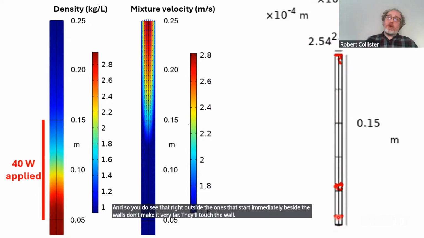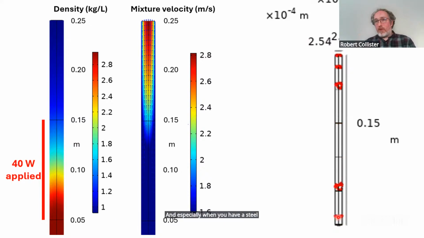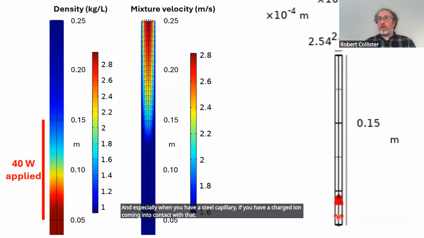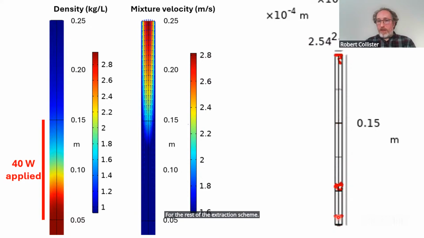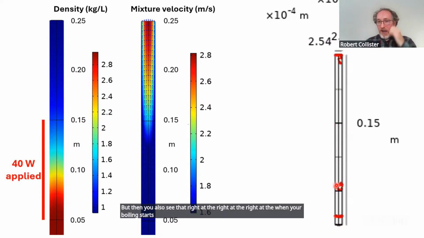And especially when you have a steel capillary, if you have a charged ion coming into contact with that, it's going to grab an electron, and then you no longer have an ion for the rest of the extraction scheme. So that ion would be lost and would be a penalty of efficiency. But then you also see that right when your boiling starts, when you're starting to add the heat, you do lose another kind of ring of ions.